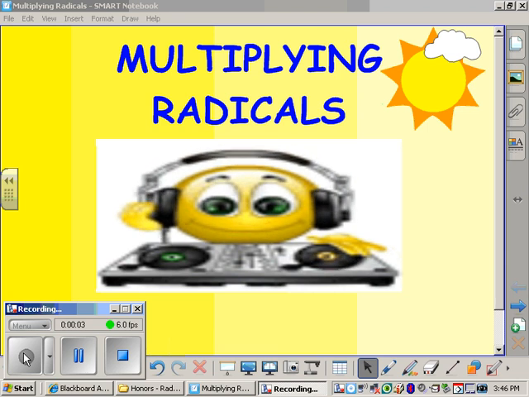In this lesson, you will learn how to multiply radicals. Let's take a look at some notes and examples that better explain this concept.